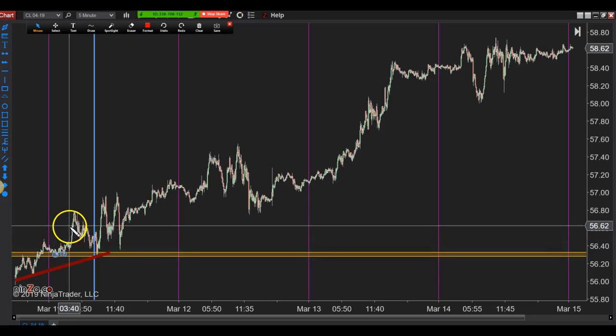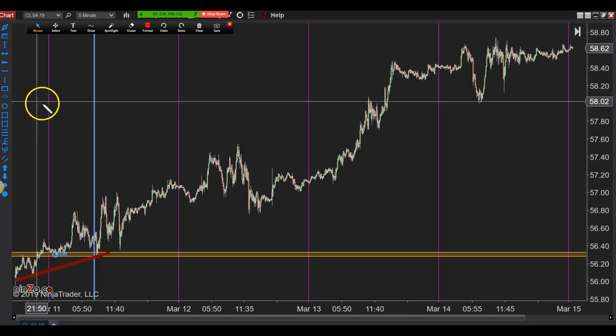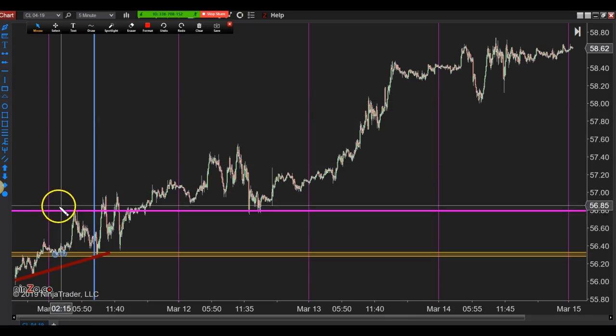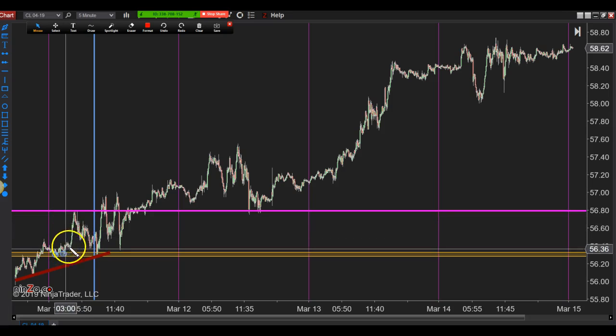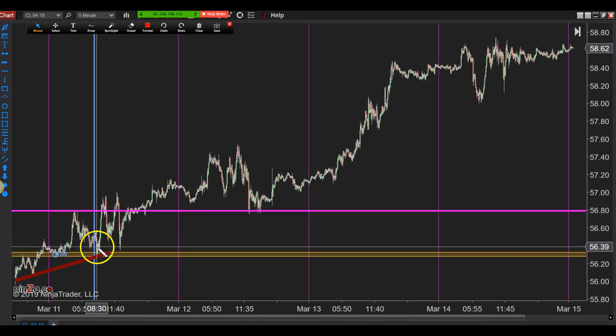Then the overnight goes and creates a high. So now what I'll do is put a little line there. It's giving me the range of where price is bouncing back and forth. So when I go into the 8 o'clock, it comes down here and guess what? It puts in another hit at the floor right there.